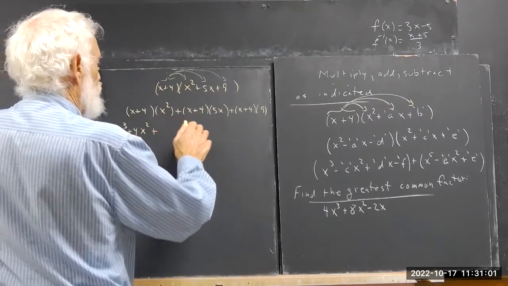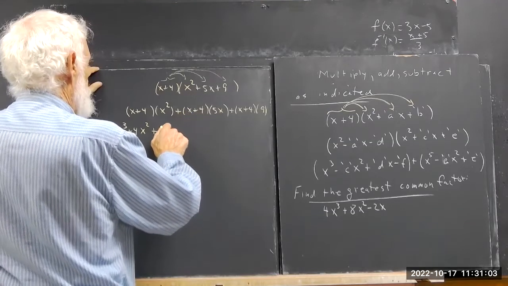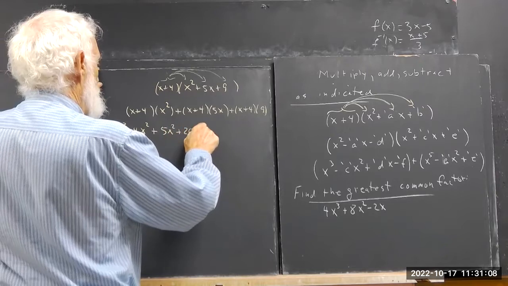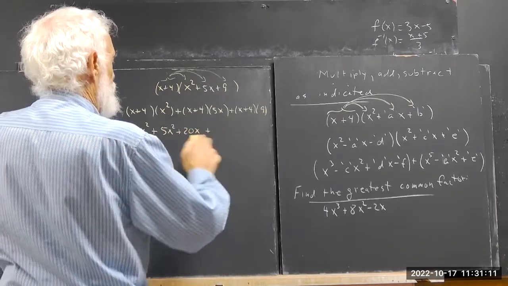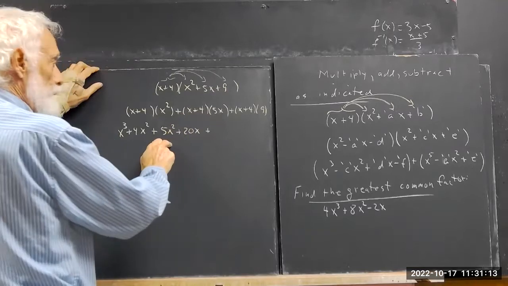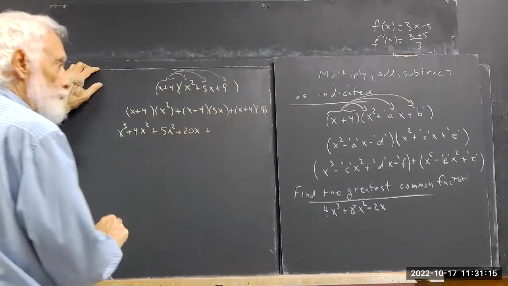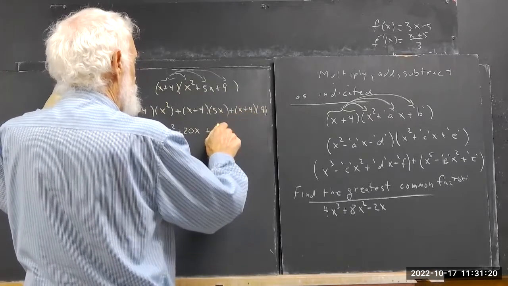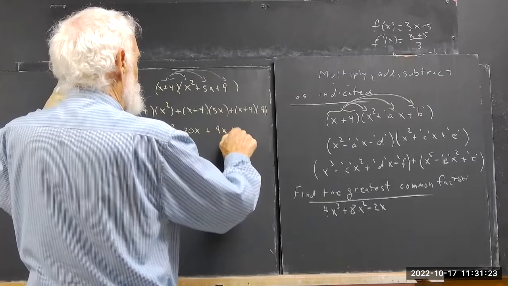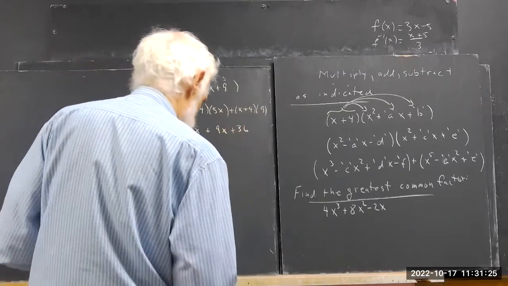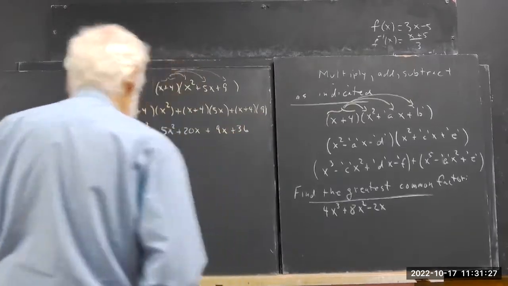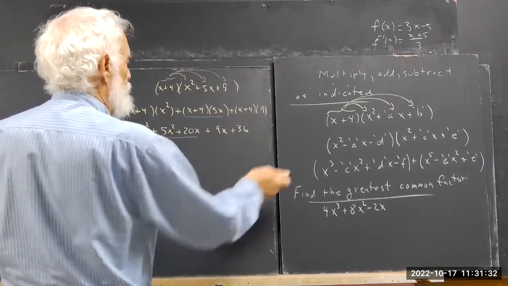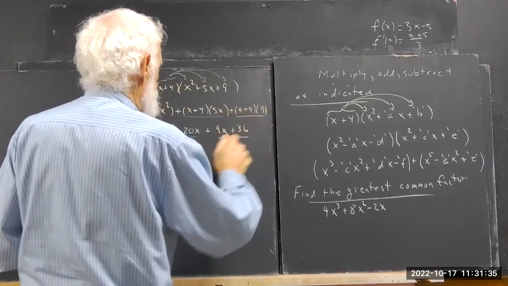Now then we do x plus 4 times 5x. X times 5x is 5x squared. 4 times 5x is 20x. X plus 4 times 9. X times 9 is 9x. And 4 times 9 is 36. Just to keep track of where everything comes from. This sum here becomes this product, and this product here becomes this sum.